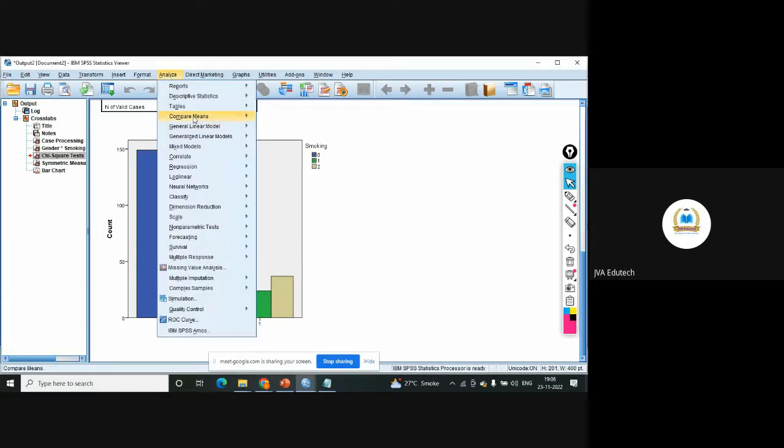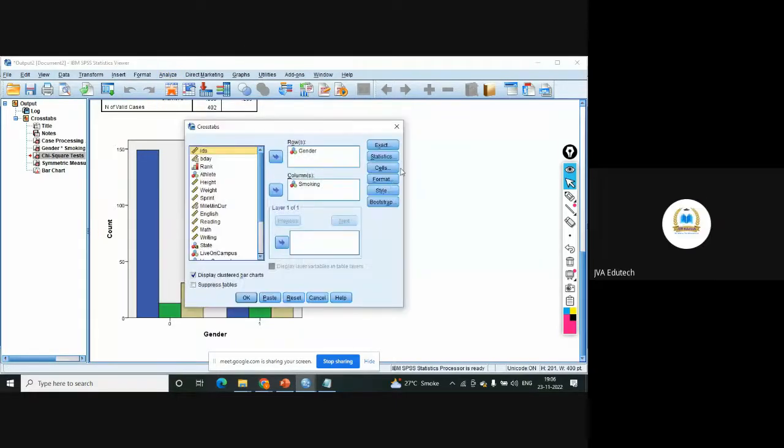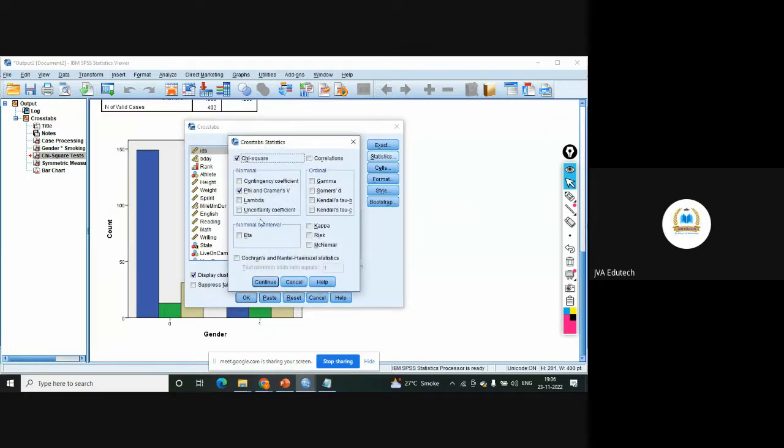So you go to descriptive statistics, cross tabs. In statistics, you will find here kappa, right?